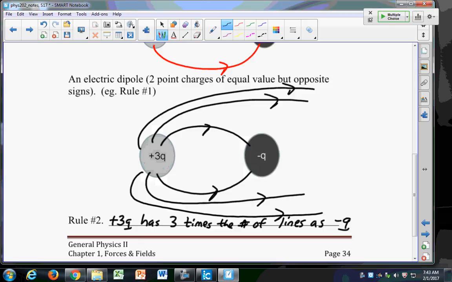Why does it have 3 times? Why would this charge have 3 times the amount of field lines as this charge? Gosh, where does that 3 come from? Did I just pull that out of the air? Now why does it have 3 times the number of field lines? Right, I have 3 times the charge. It's directly proportional to the amount of charge. So I have 3 times the charge here, 3 times the field lines. I have 6 here, 2 field lines here.